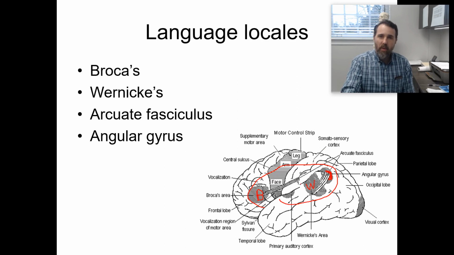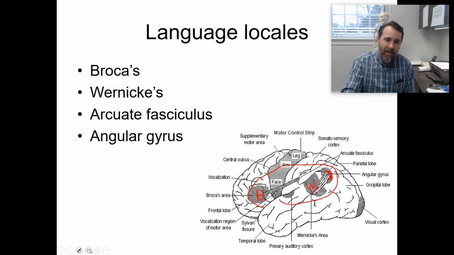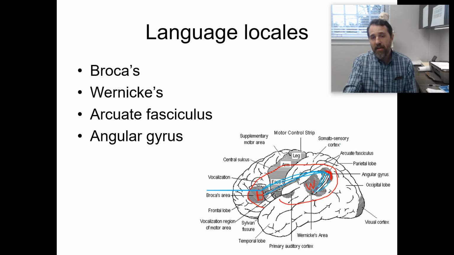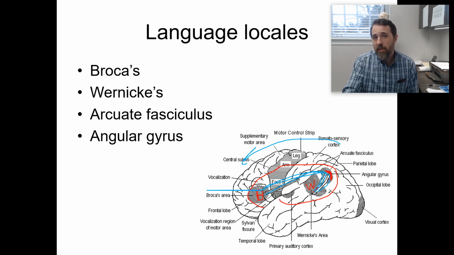And running between these posterior language areas of reception and your anterior language area, Broca's area, is a band of white matter tracts that is known as the arcuate fasciculus. And the arcuate fasciculus is important in that it allows words that are processed and interpreted by Wernicke's area to then be transmitted anteriorly to Broca's for you to express. In short, it allows you to repeat exactly what you hear word for word.